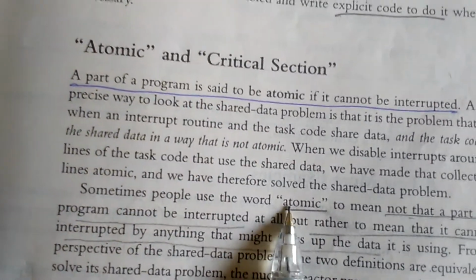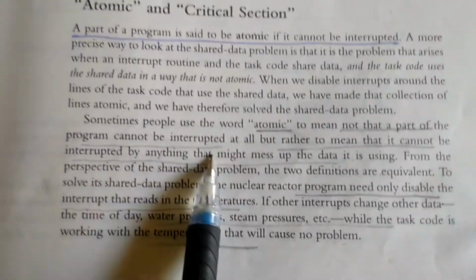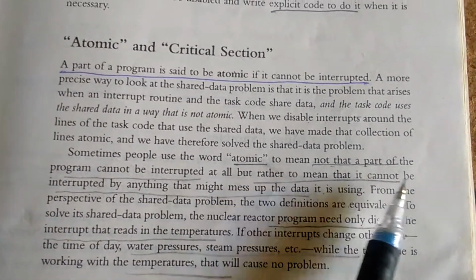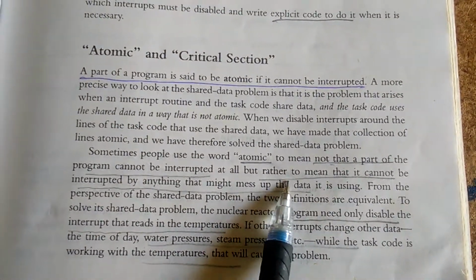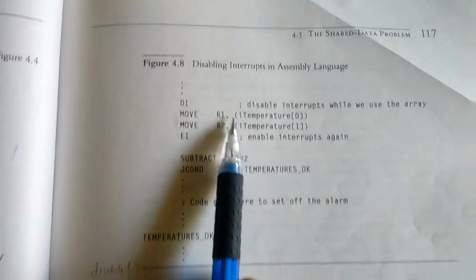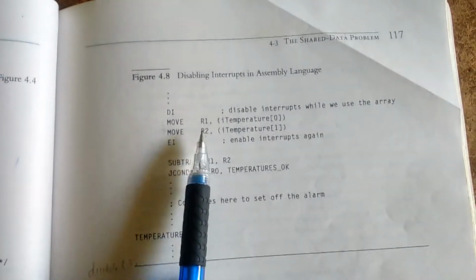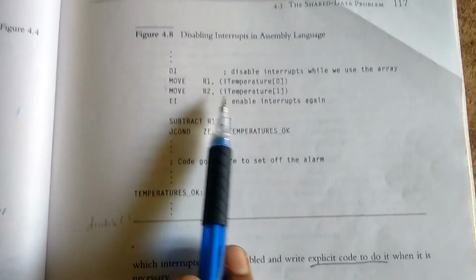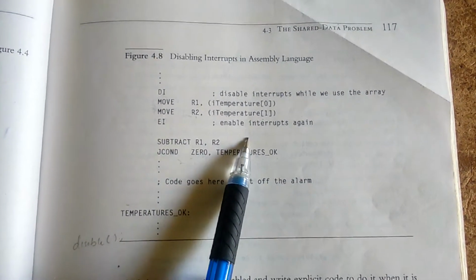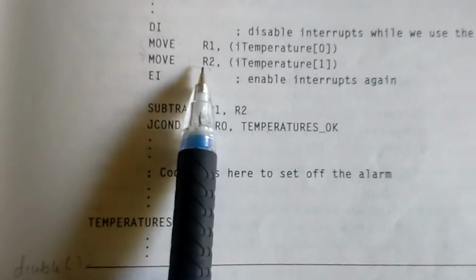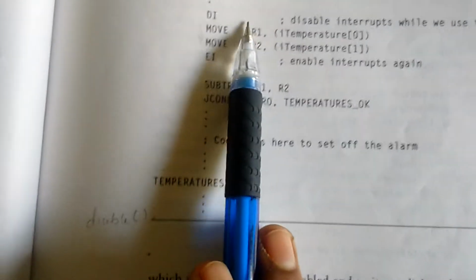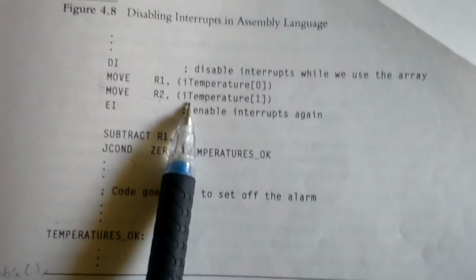Also, sometimes atomic does not mean a part of the program that cannot be interrupted at all, but rather that it cannot be interrupted by anything that might mess up the data. Suppose in the above example we are reading the temperatures. If some interrupt is going to update the pressure, date or time of the nuclear reactor, that is not going to interfere with these two values, isn't it? That means the interrupts which are not going to mess up the data within these registers can occur. That is what is meant by atomic and critical section.